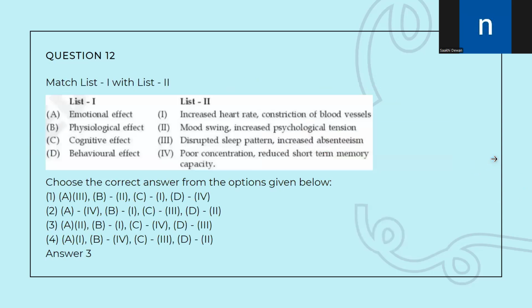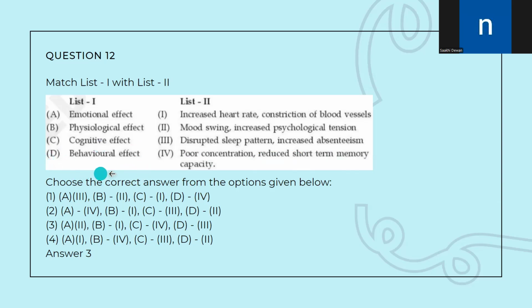All right, let's move to the next question. Question number 12. Question number 12 again provides us with two lists and we have to match these together. List 1 talks about the different effects of stress and list 2 talks about the description of those effects. So when we look at emotional effect, it can include mood swings, increased psychological tension. Physiological effect will include increased heart rate, constriction of blood vessels. Cognitive effect will include effects on our cognition that will involve poor concentration, reduced short-term memory capacity.